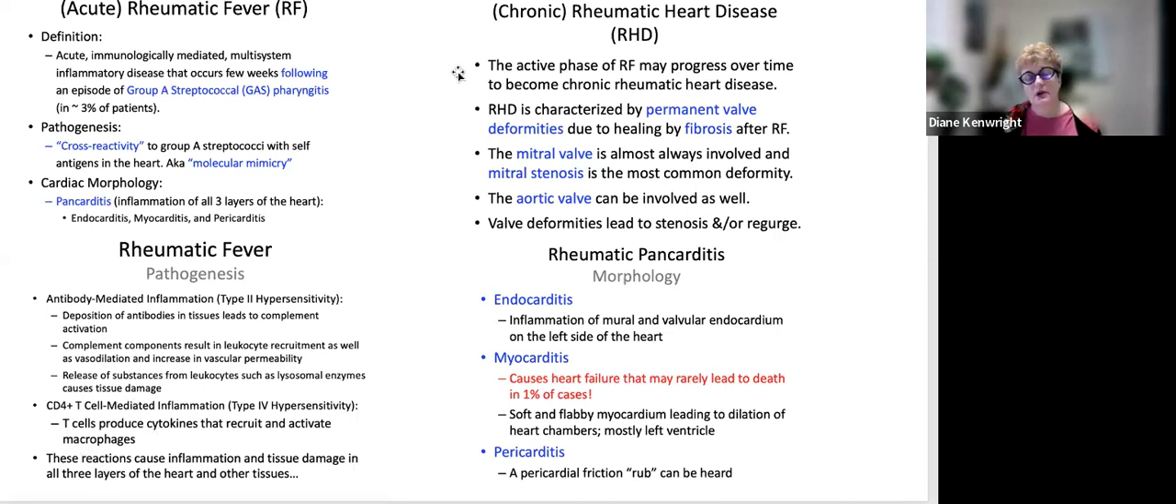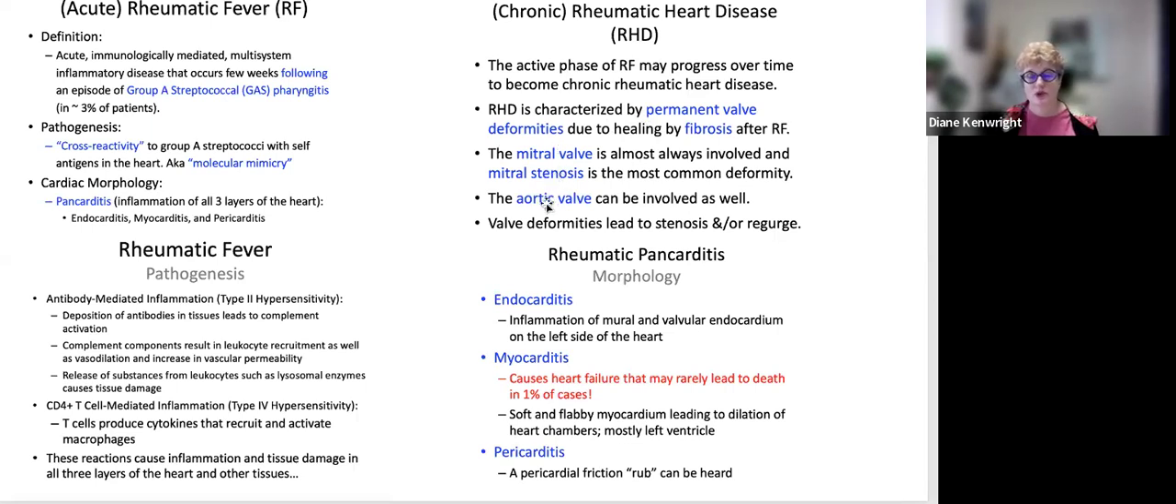Okay, so there's acute and there's chronic rheumatic heart disease. The chronic rheumatic heart disease is caused by fibrosis in these valves and permanent valve deformities. Often people talk about a fish mouth deformity because the edges of the valves kind of stick together, like a fish mouth, and the valve just closes up a bit like that. Okay, 90% of valve involvement in rheumatic fever is mitral.